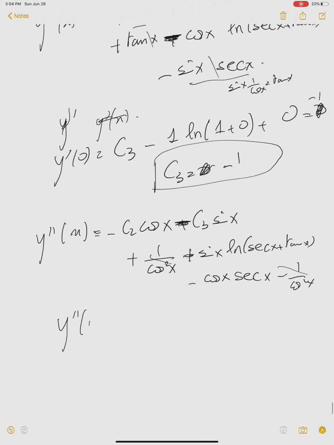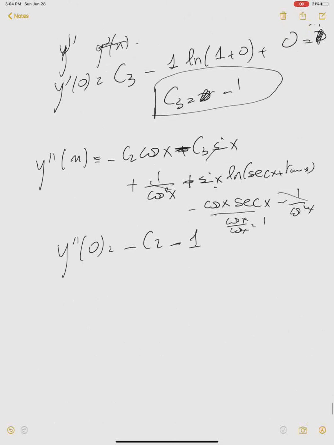So y double prime of 0 is minus C2. C3 is multiplied by 0, and sine x, sine 0 is 0. So I have minus C2. I still have minus cosine x secant x, but this is cosine x over cosine x, which is equal to 1. So minus C2 minus 1, and this is equal to 1. So minus C2 is 2, so C2 equal negative 2.